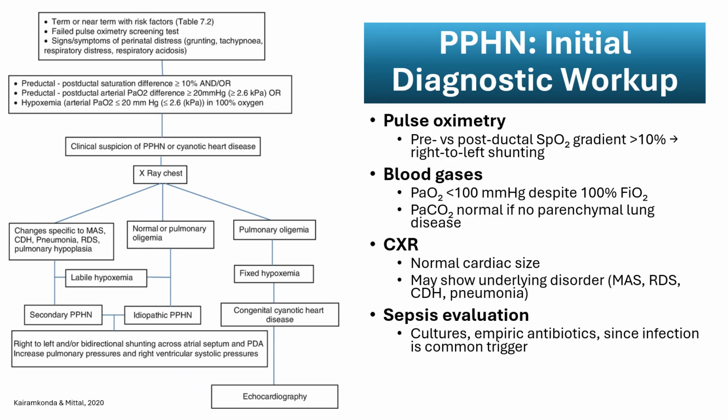A full sepsis evaluation is also essential, including blood cultures and empiric antibiotics, since infection is a common trigger for maladaptive pulmonary vascular responses. Integrating oxygenation data, imaging, and infection workup allows clinicians to confirm PPHN, evaluate severity, and guide early therapeutic interventions.